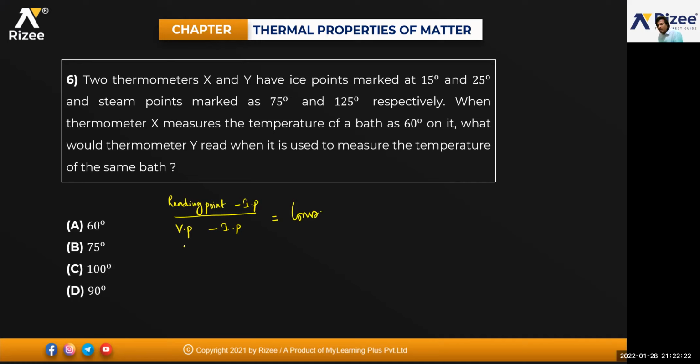ठीक है, steam point भी लिख सकते हो, उसमें कोई problem नहीं है. So first one, what is the reading, beta? We have got two thermometers X and Y. This is one thermometer and this is your another thermometer. This is your X and this is your Y.